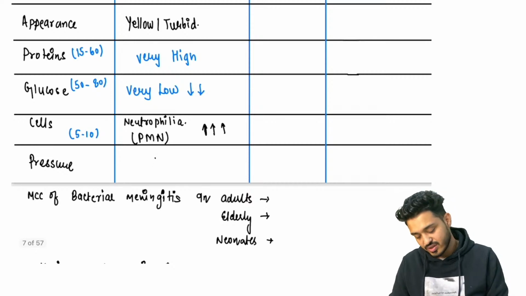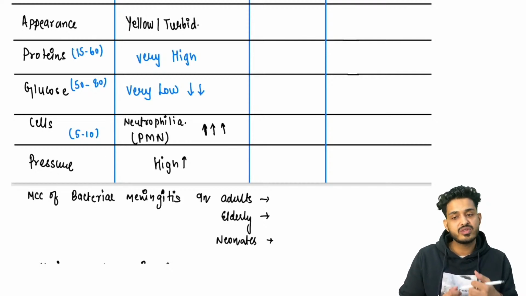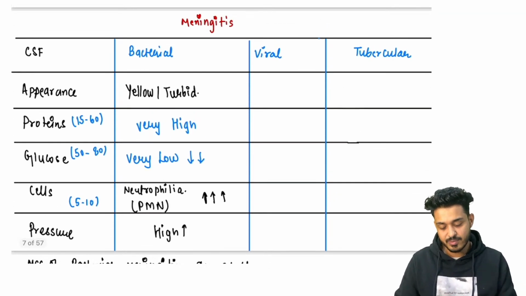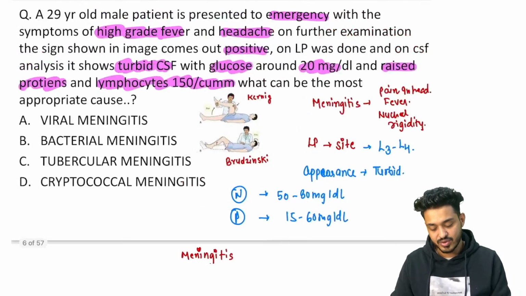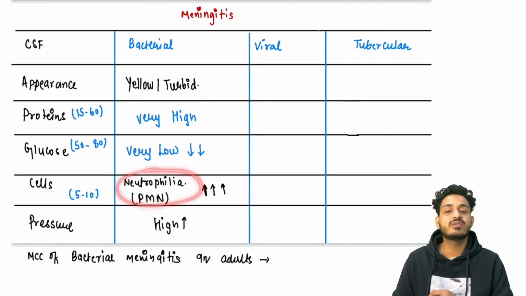Lastly, the pressure will be high. Pressure means when you are going to do the lumbar puncture, उसमें से कैसा flow आ रहा है, that is known as opening pressure or pressure, right? So the pressure will be high. So the first thing we have seen in the question, we are talking about lymphocytes, right? In this, bacterial cannot be the answer because bacteria is concerned with the neutrophil.